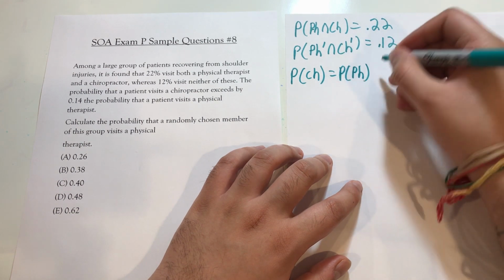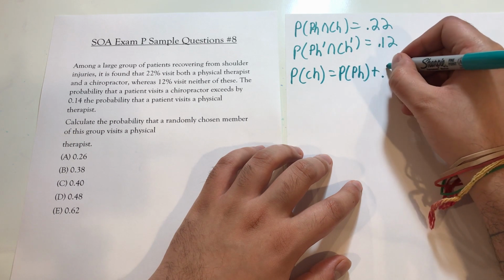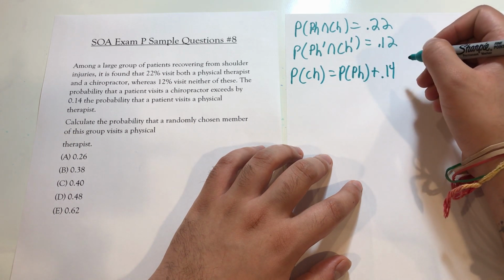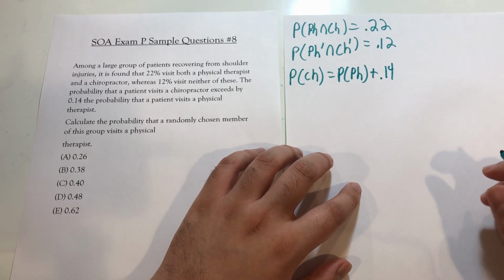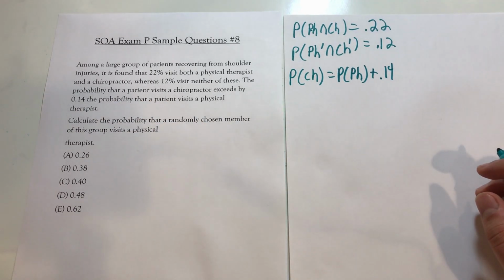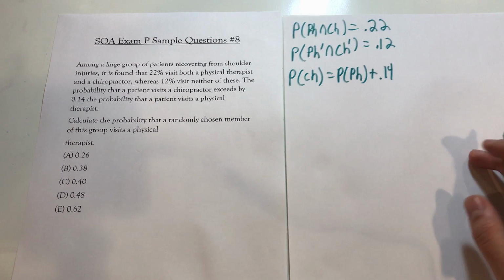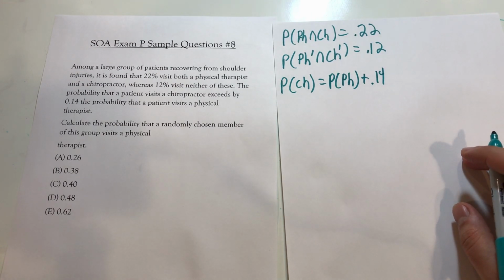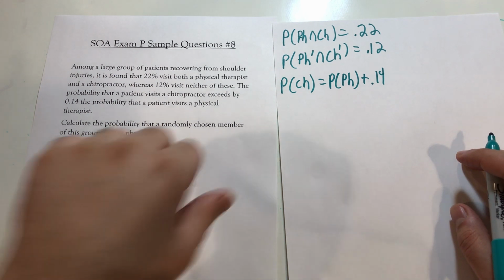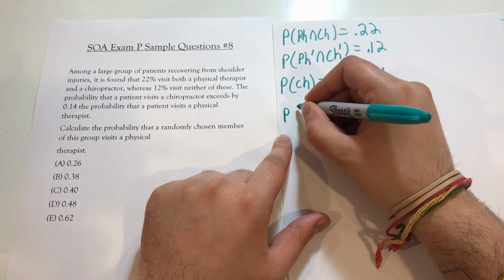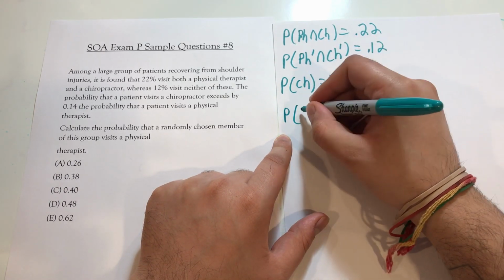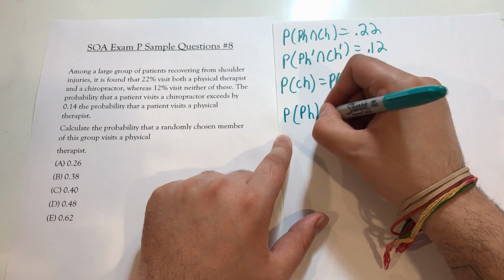Right, so setting this up should be fairly simple. It's from way back, algebra 1, right? Or just the first part, whatever you did in like 8th grade or something even. So let's see. We want to calculate the probability that a randomly chosen member goes to the physical therapist. So the probability that somebody goes to the physical therapist.